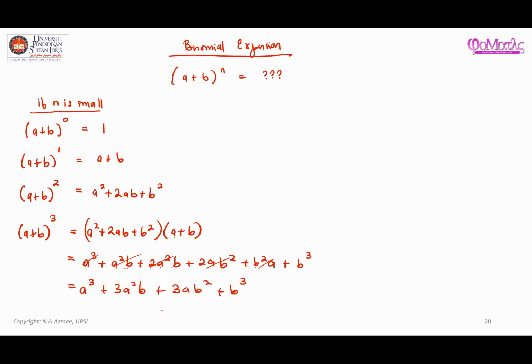But I'm sure you will agree with me that if you have a plus b where n is equal to 4, it's getting really tedious to do this calculation. A plus b to the power of 5 is getting even more tedious. And what happens if n gets really big? How are we going to get the result of it? When n is big, like 4, 5 and so on, we need a special tool, and the tool here is in the form of Pascal's triangle.